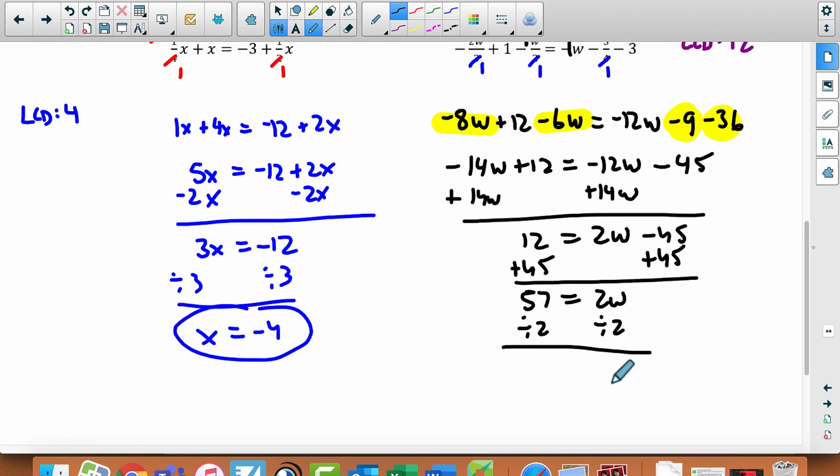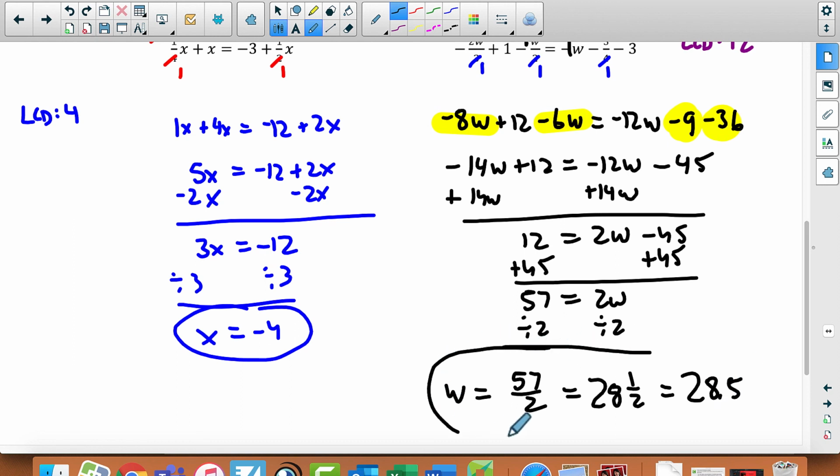Here's a question I really would not want to check, because I would not want to plug 57 over 2 into all those w's up there. So 57 over 2 equals w. I'm actually just going to write the w up front, because I'm also going to switch this into a mixed fraction. That would be 28 and 1/2 left over, or as a decimal, 28.5. Okay, your answers can certainly be fractions and decimals when you do these.